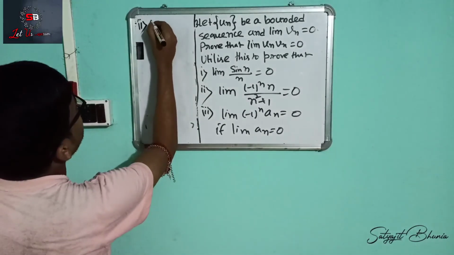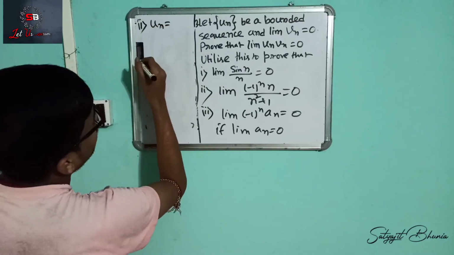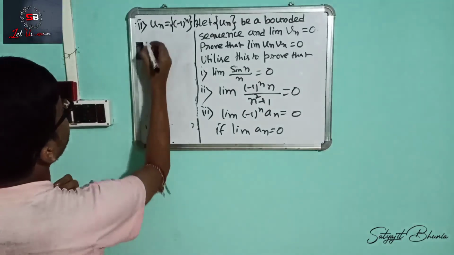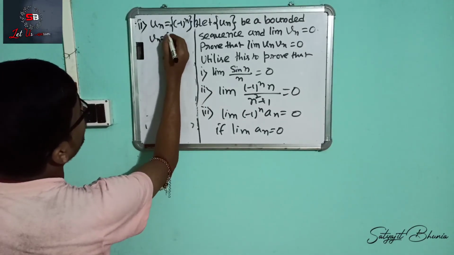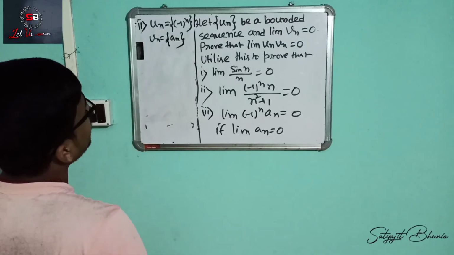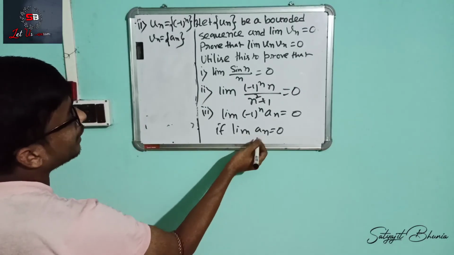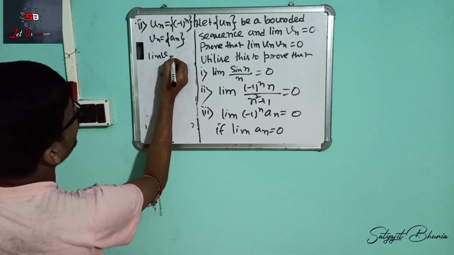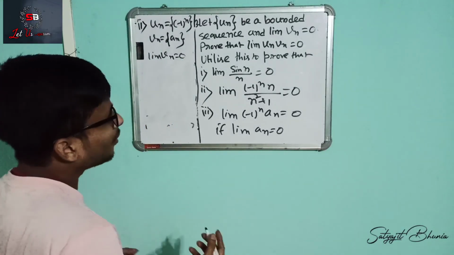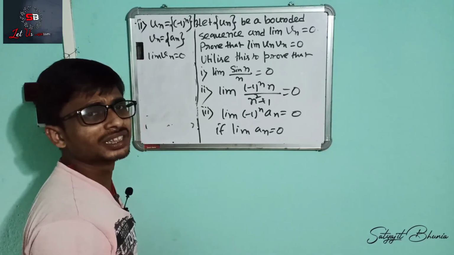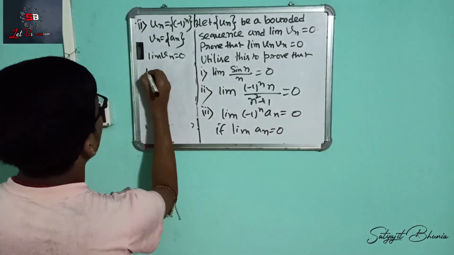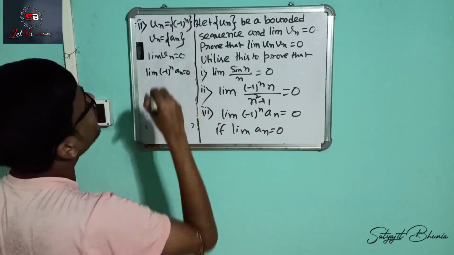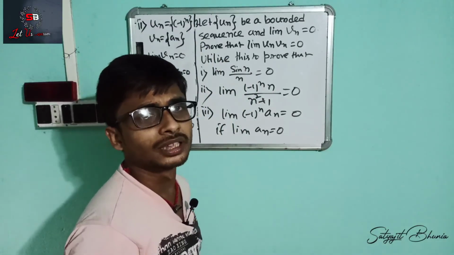In this case, we will take un is equal to (minus 1) whole to the power n and vn is equal to the given sequence. Since limit vn is equal to 0, and whenever limit vn is equal to 0, the product will be 0 from the above result, and since un is clearly a bounded sequence.